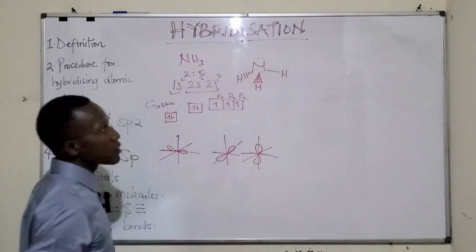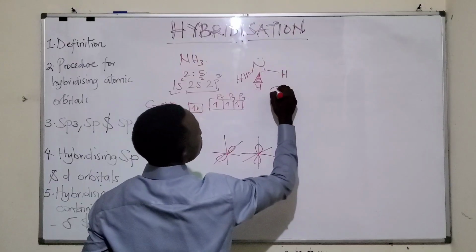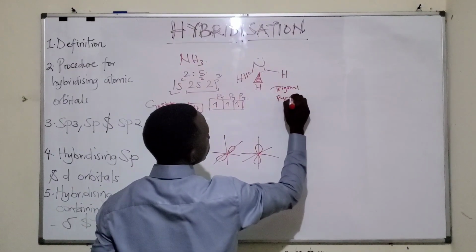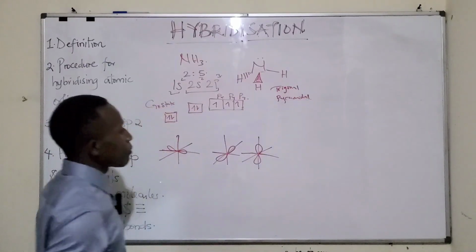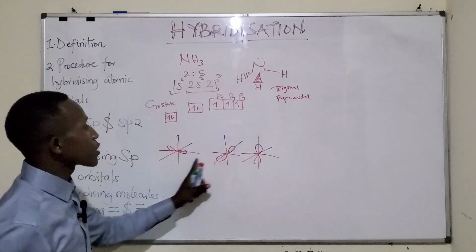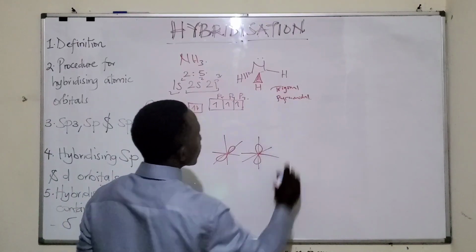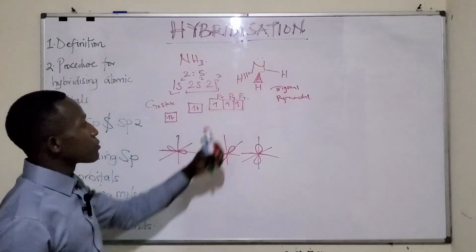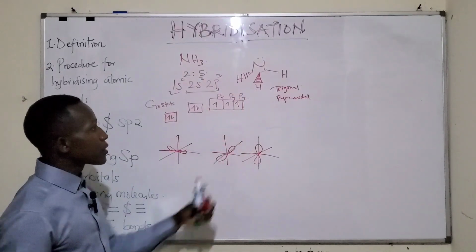This is the structure we need, with lone pairs. This is trigonal pyramidal. But if we just use these ones, the structure will be just at 90 degrees. Yet this one is not at 90 degrees, meaning that we need hybridization to form new hybrids.